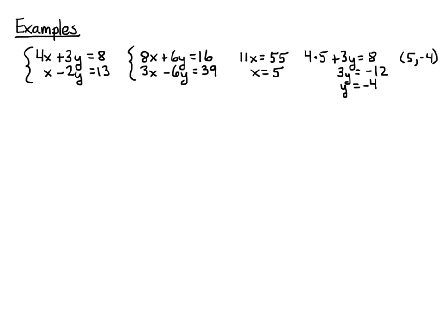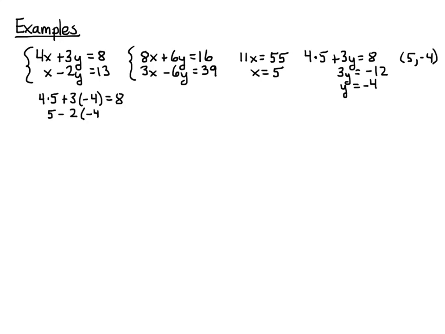Now, be very careful here. Sometimes you're going to solve for x, sometimes you're going to solve for y first, and so you get y first, and then you get an x. Don't mistake the order of the coordinate pair. Make sure that the x, in this case 5, goes in that first position, and the y, which is negative 4, goes in the second position.